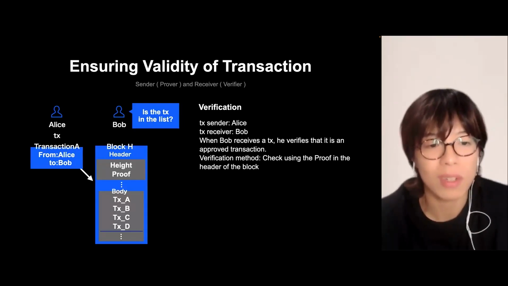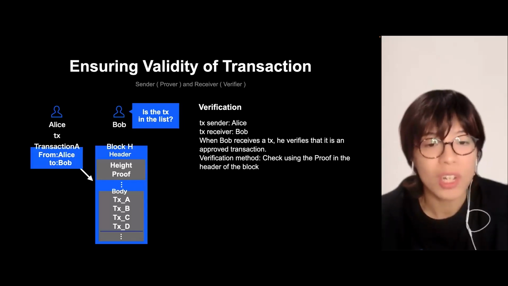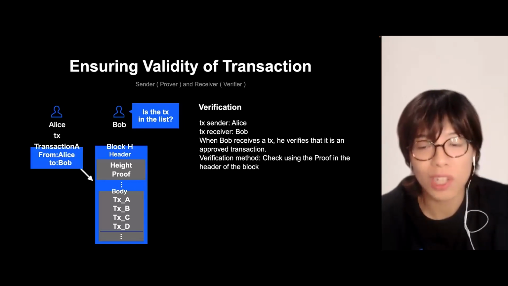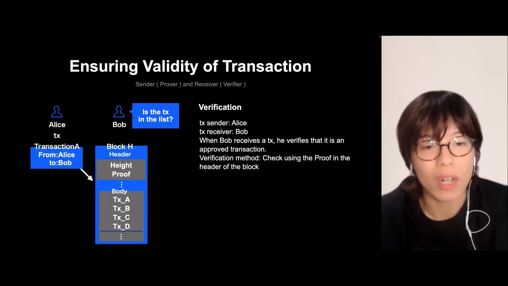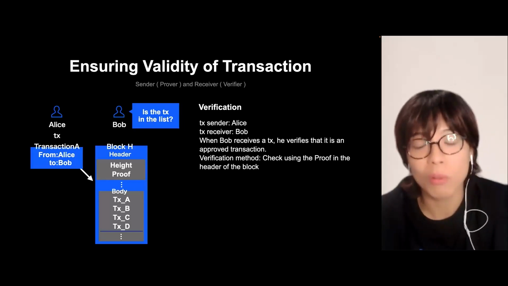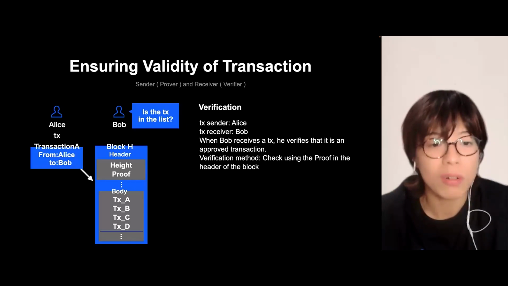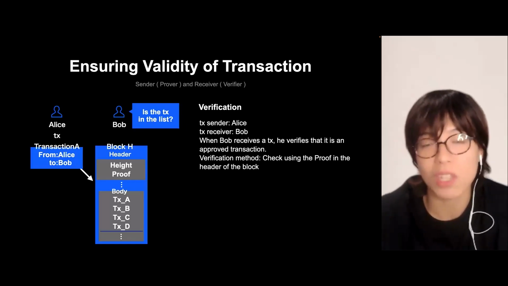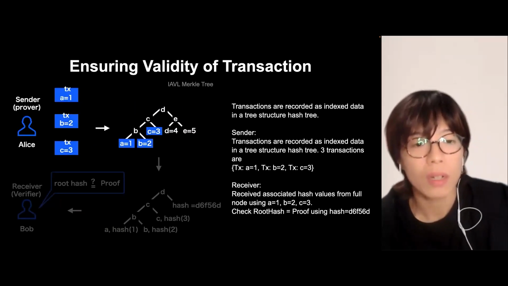First, I would like to explain the flow of a transaction. Let's say a transaction is sent from Alice to Bob. The recipient Bob must be able to verify that the transaction was in fact sent from Alice. To do so, the block contains a proof called a Merkle proof. And Bob uses that to approve the transaction. I would like to explain more on the next page how we use a Merkle proof.